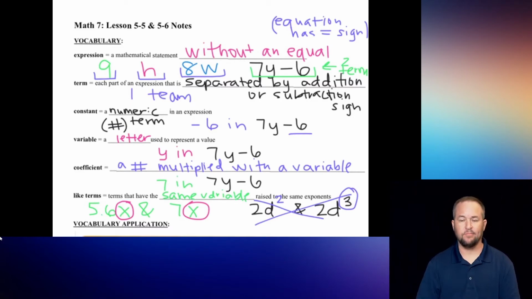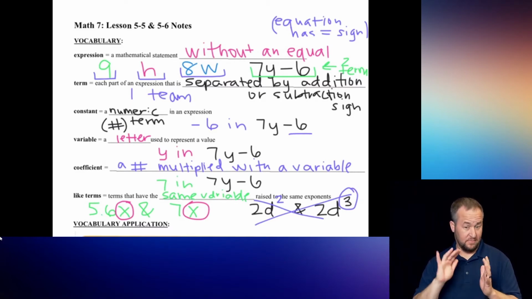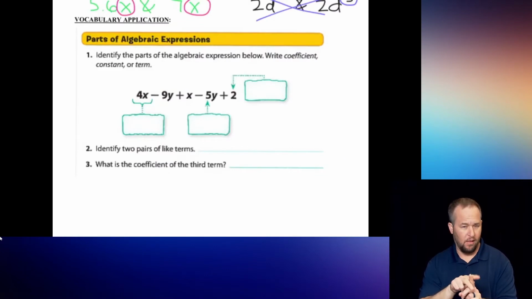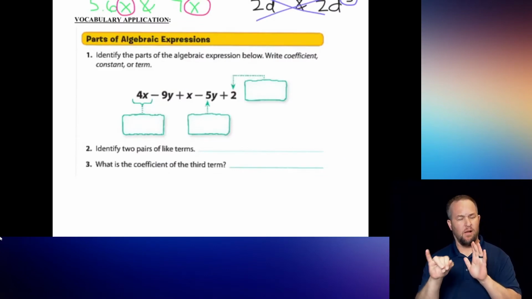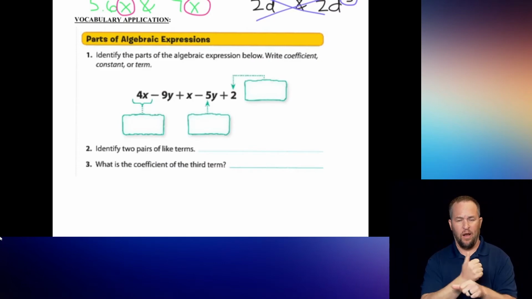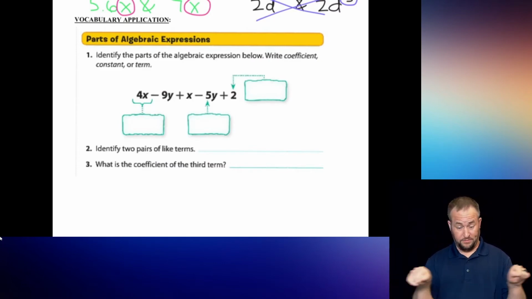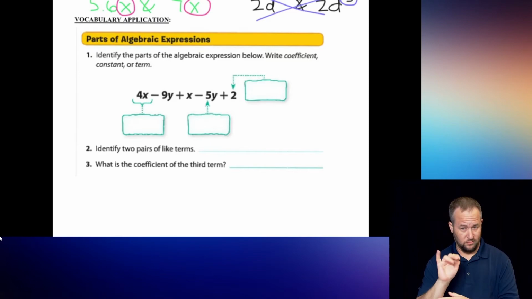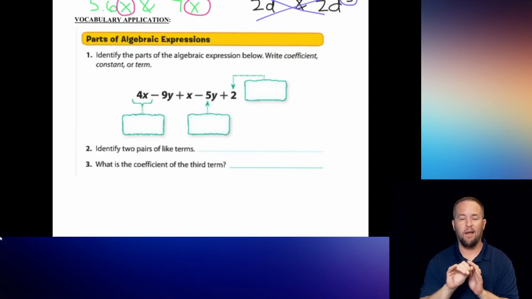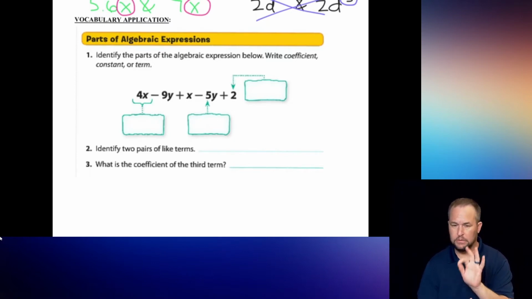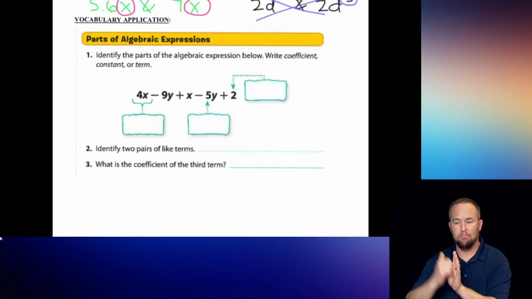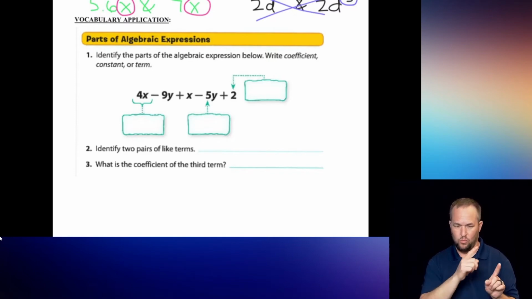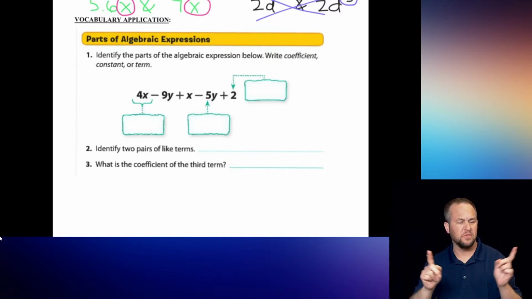All right, let's move on to actually applying this vocabulary. So now we're going to identify the parts of an algebraic expression. Like I said, this whole thing right here is an expression. In this expression, we can identify how many terms there are based on how many plus and minus signs there are. So right here, I could see here's a term minus, here's another term plus, here's another term, and another. So you can say, hey, there are 5 terms in this expression. But we're actually going to write the difference between a coefficient, a constant, and a term.